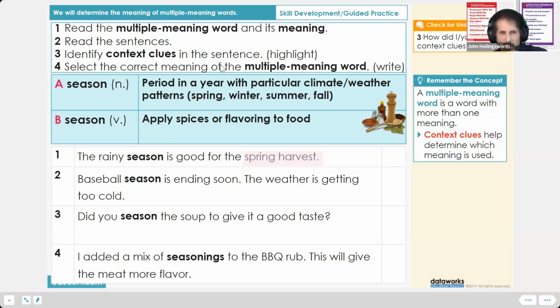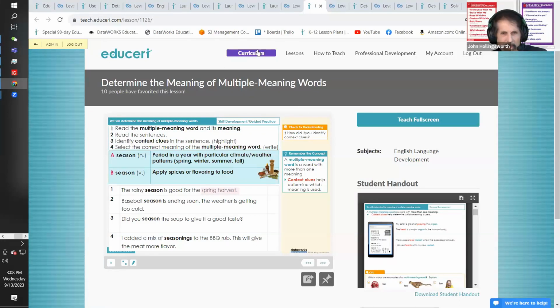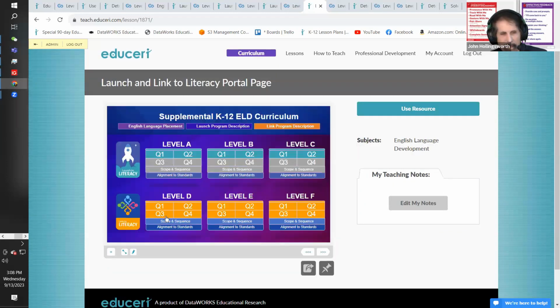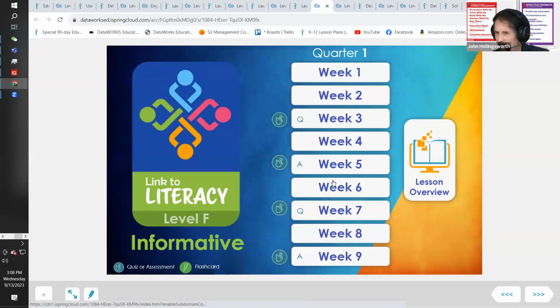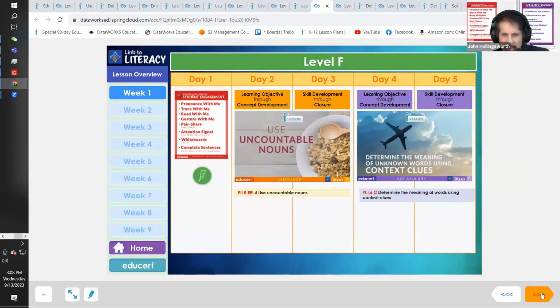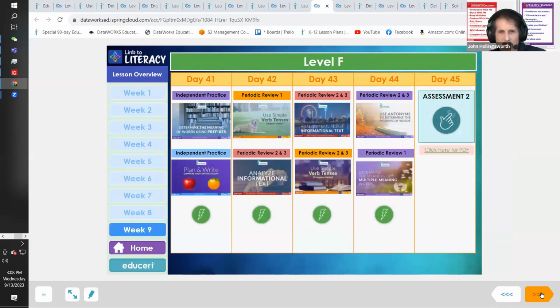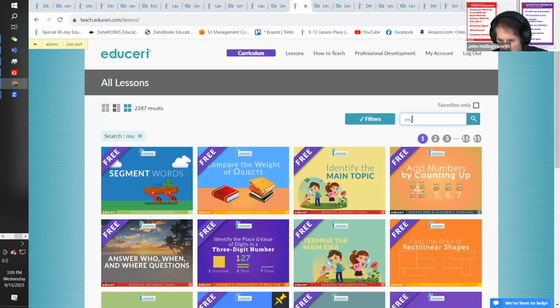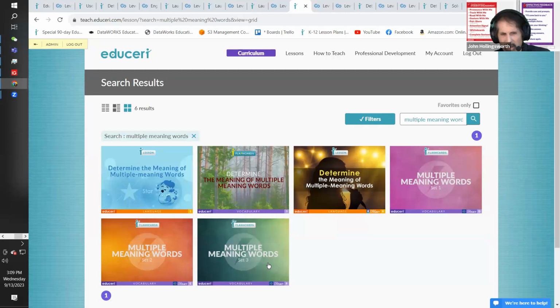Okay, this one, multiple meaning words. The advantage of Launch and Link is that we've already put it together in a calendar. So when you pick something like this, quarter one, level D, it has the lessons already set out for every day, for 36 weeks. Now, you could go back to just the regular Edusary. There are all kinds of lessons in multiple meaning words, all the way down from what looks like first grade, third grade, level D, which is the one we just looked at. Here's D, E, F. So here are three of them right here.